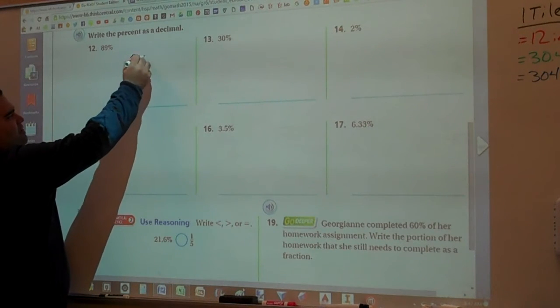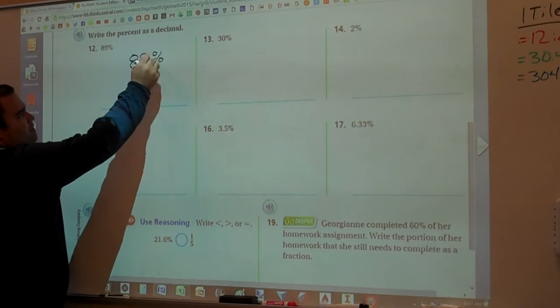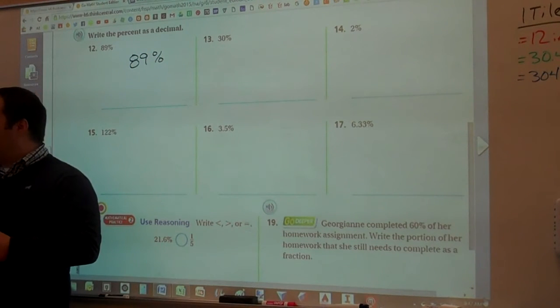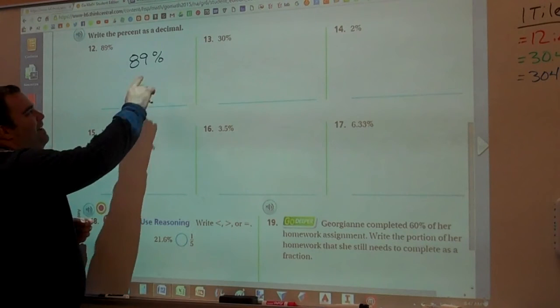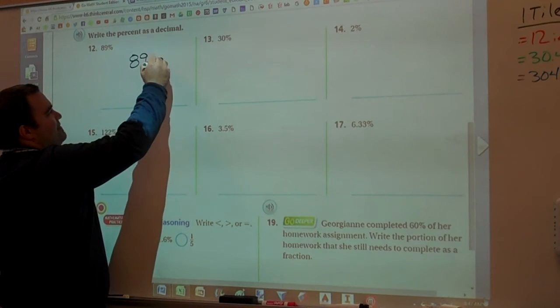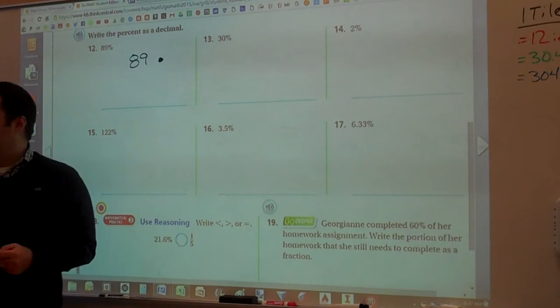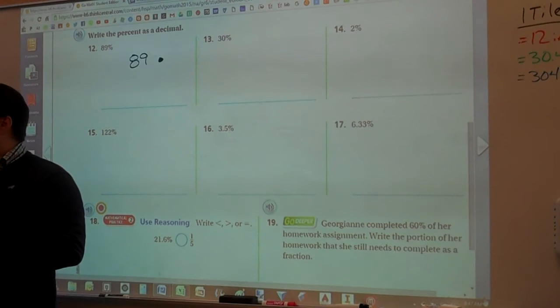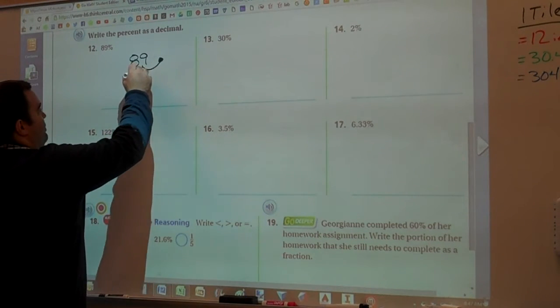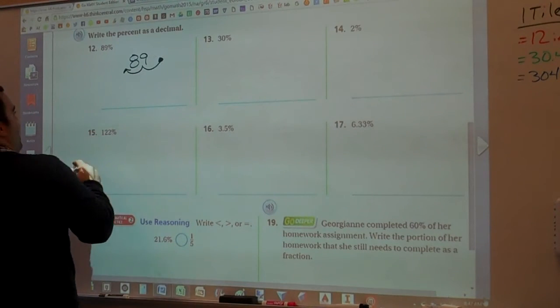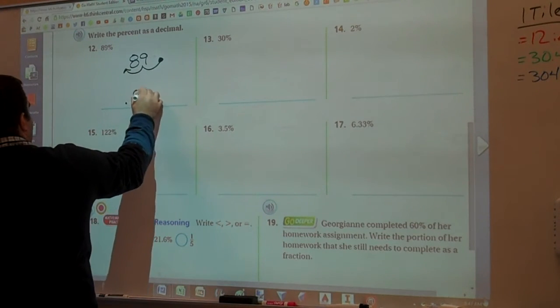89%. Oh, wait, I did a little trick yesterday, didn't I? Yeah, I got rid of this. I got rid of this. I filled it in. Then what did I do? Left or right? 1, 2. My answer is 0.89.